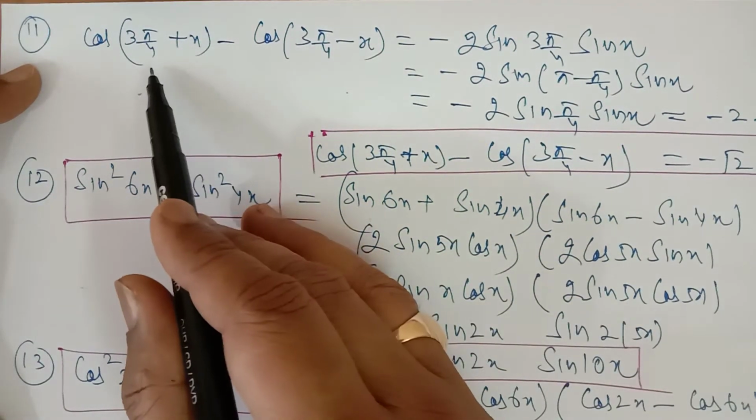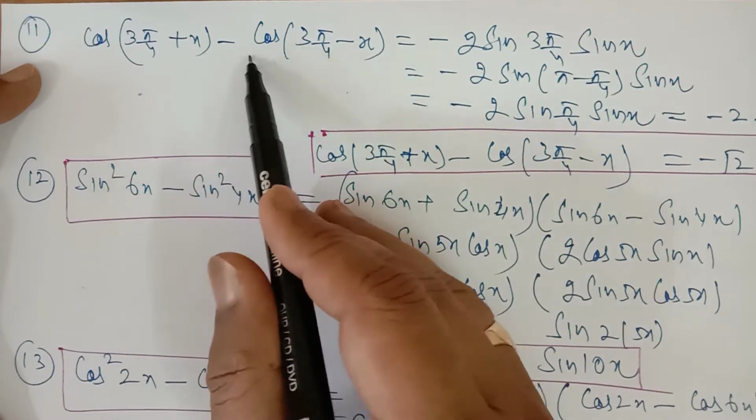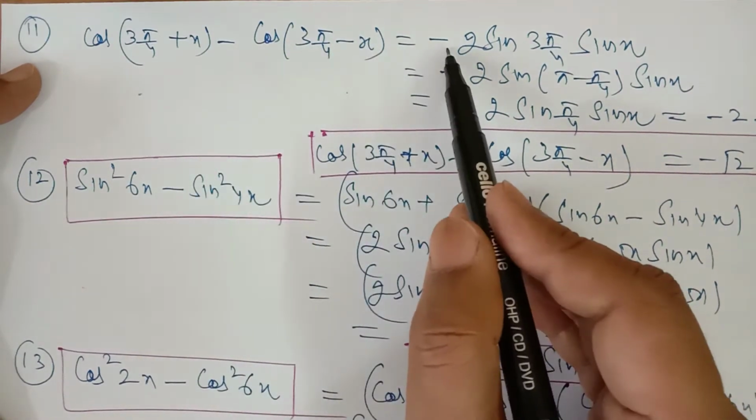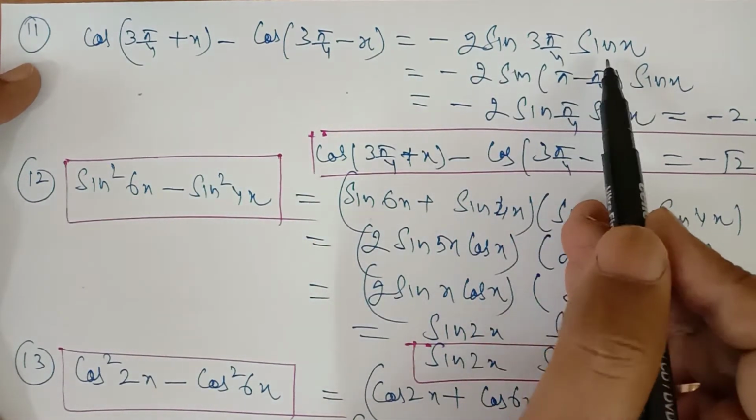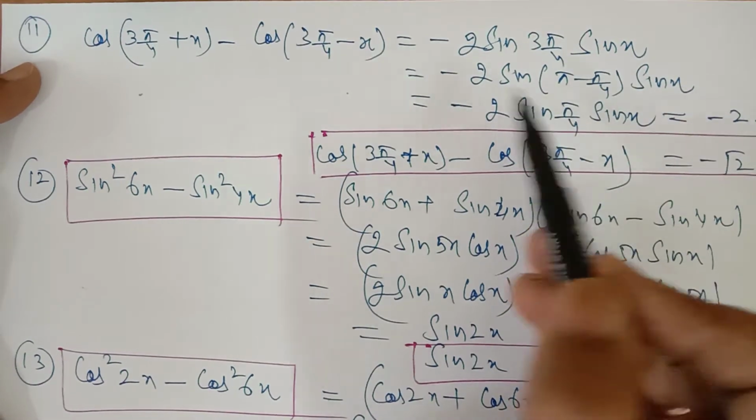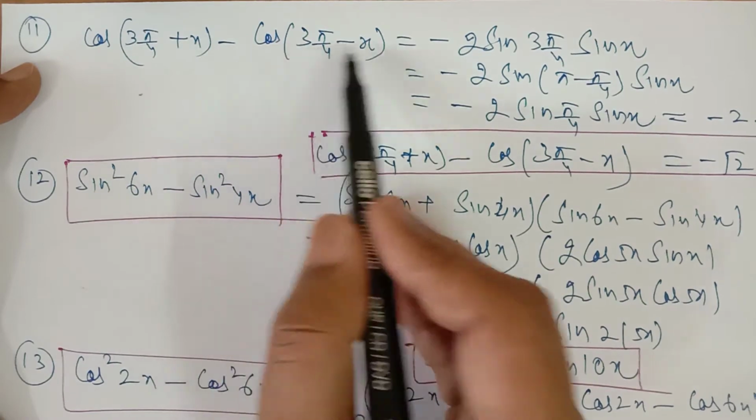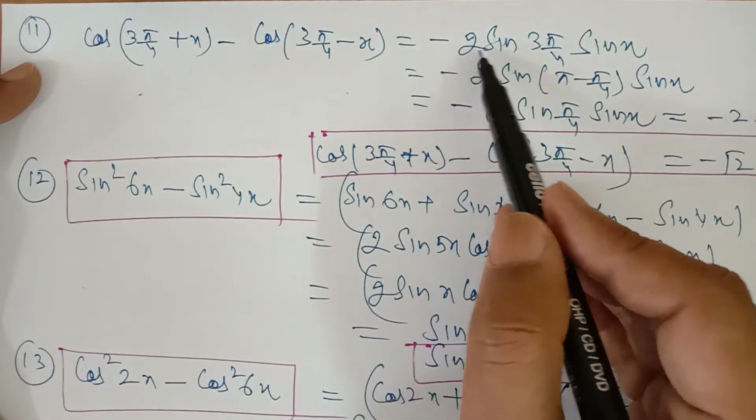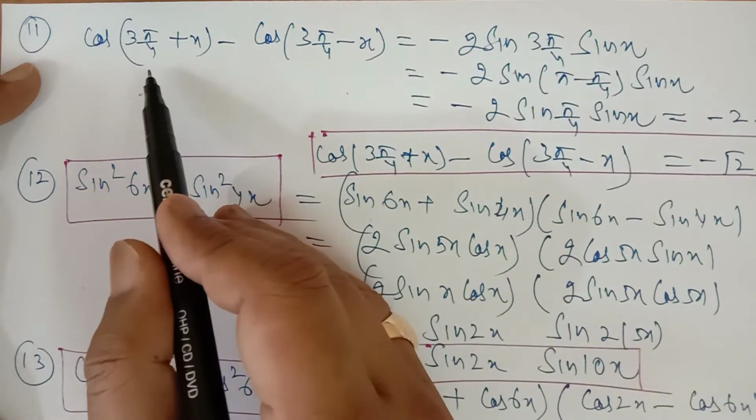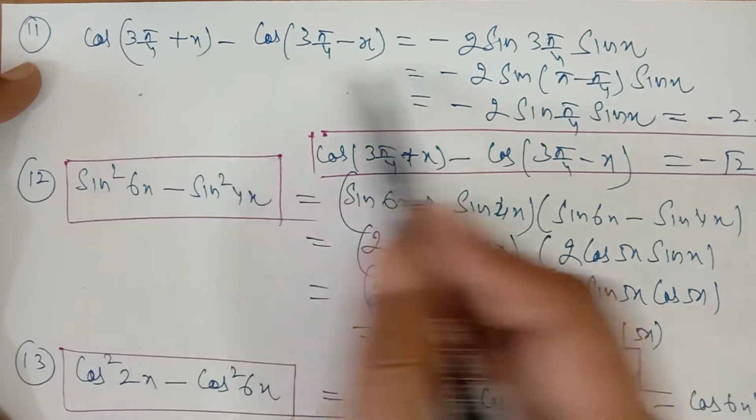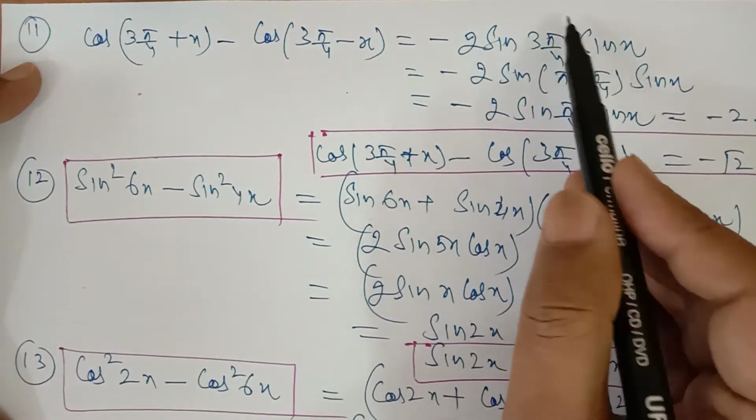So I am using the formula cos (A plus B) minus cos (A minus B), which is equal to minus 2 sin A sin B. I am repeating it again: cos (A plus B) minus cos (A minus B) is equal to minus 2 sin A sin B, where A is 3 pi by 4 and B is x. Now this is the angle of 135.